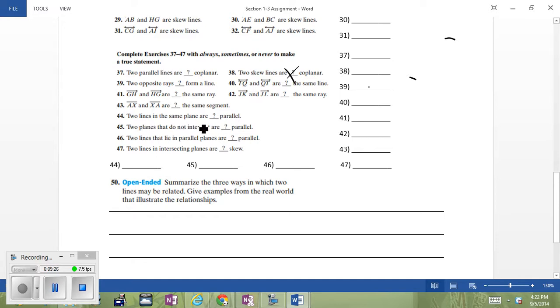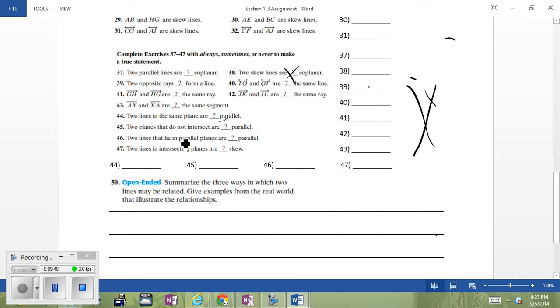Two lines in the same plane are parallel. Well, here are two lines in the same plane that are parallel. But here are two lines in the same plane that are intersecting. So two lines in a plane will either be parallel or intersecting. So two lines in the same plane are sometimes parallel.